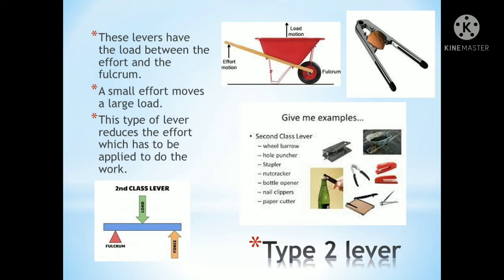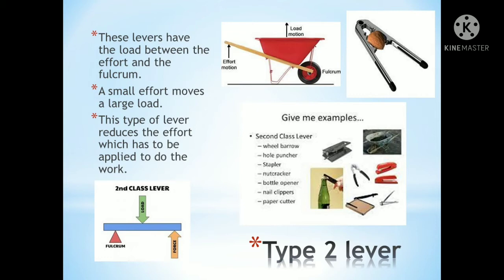Now see some examples of second class levers, meaning type 2 levers. They are the wheelbarrow, hole puncher, stapler, nutcracker, bottle opener, nail clippers and paper cutter. So you can see that these are the type 2 levers.